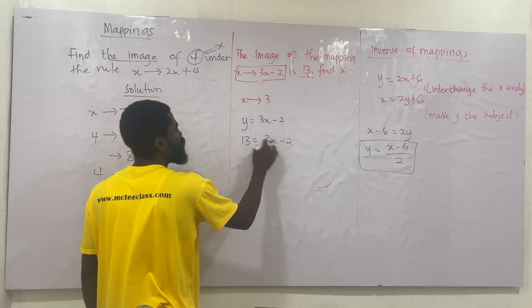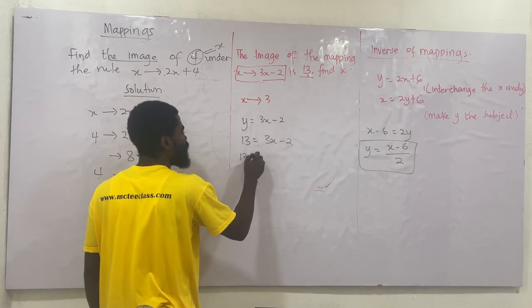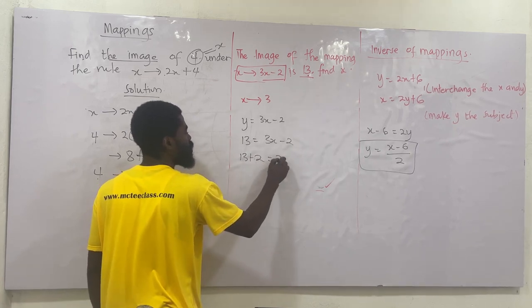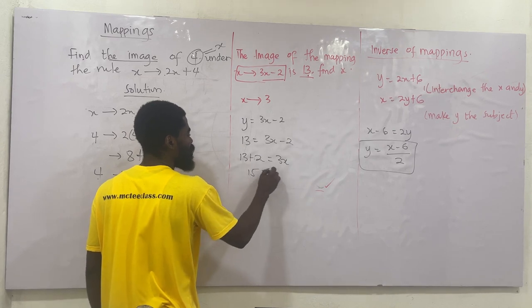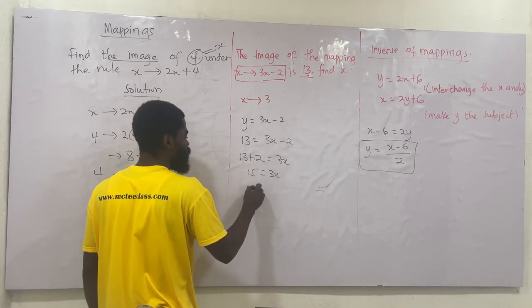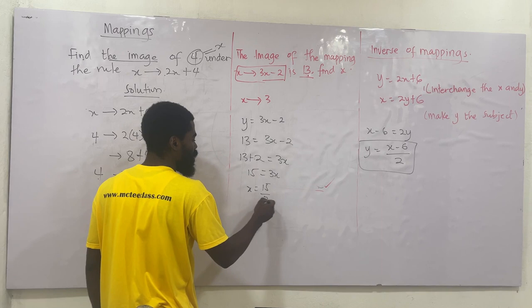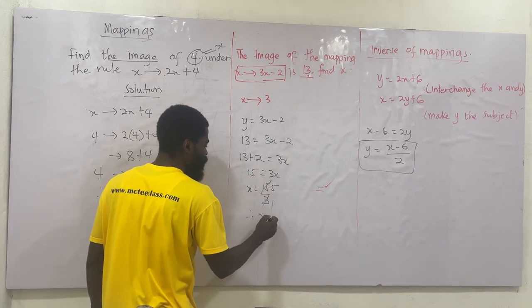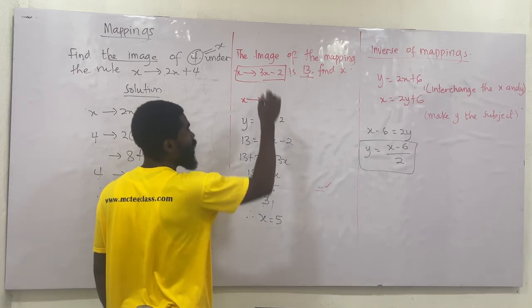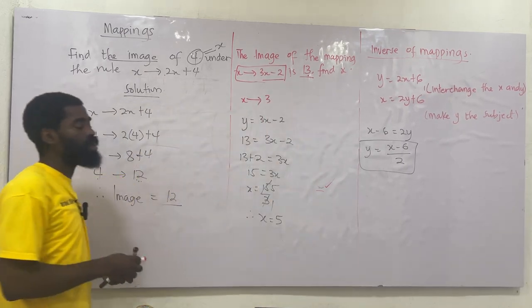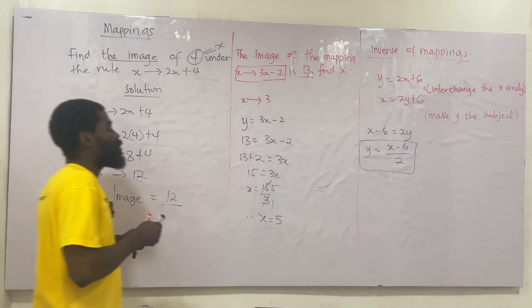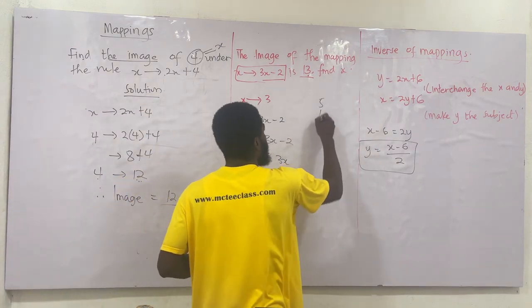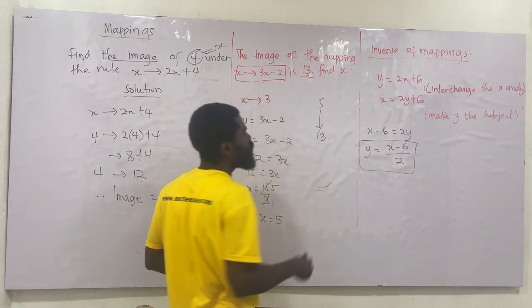I need x. So this one will cross. I'll get 13 plus 2 equals what? 3x. I'll get 15 equals 3x. So x should be equal to 15 over 3. This will go into, 1, 3, 5, 15. So 5. Therefore, the x value equals what? 5. That means 5 maps onto what? 13 in the mapping. 5 maps onto 13. So 5 will map onto 13. This is what mapping is about.